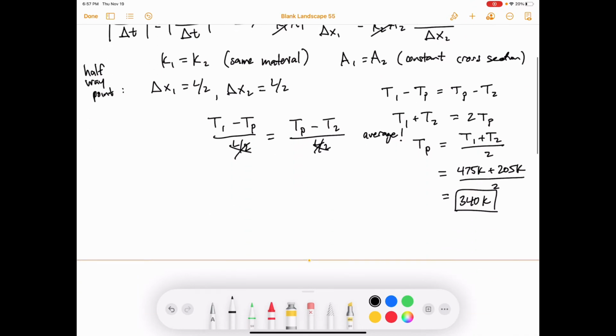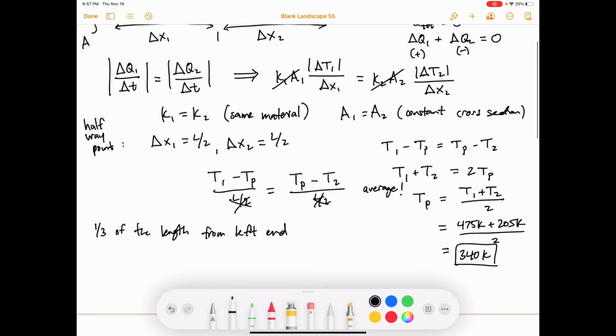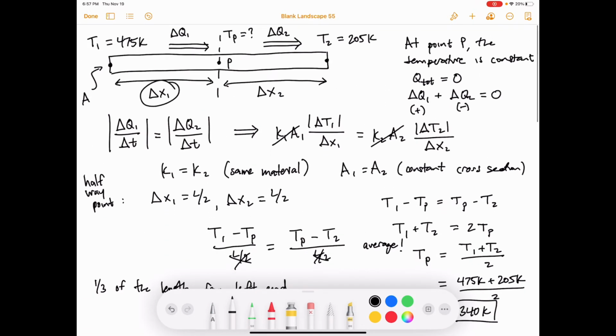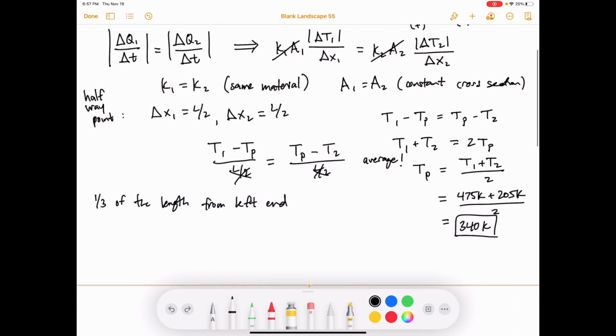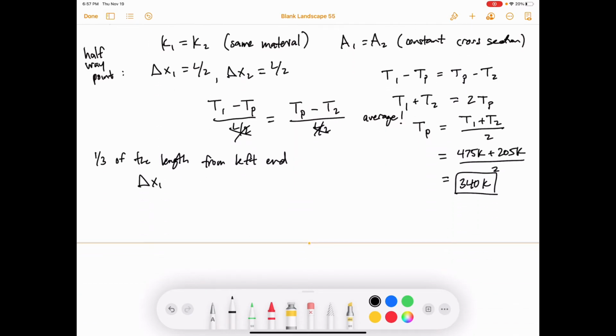But now, what if we're not talking about the halfway point anymore, but if we're going a third of the length from the left end? Well, now, delta x1 right here is going to be a third of the length, and delta x2 over here is going to be 2/3 of the length. So in our equation, we have delta x1 is now L over 3, and delta x2 is now 2L over 3.